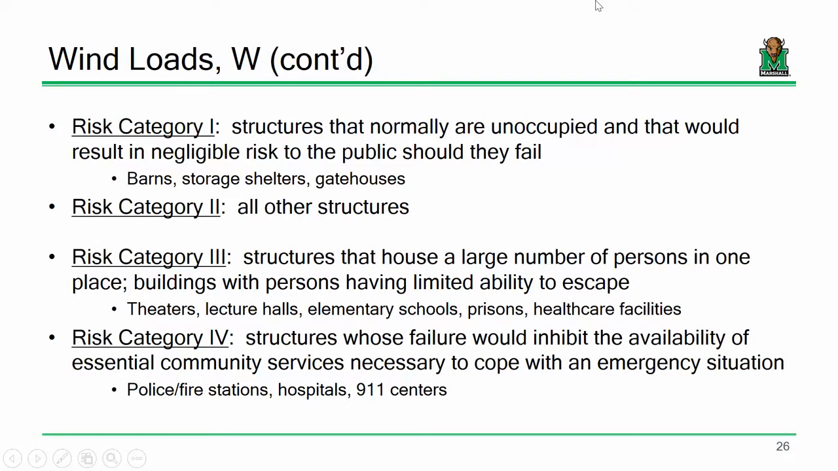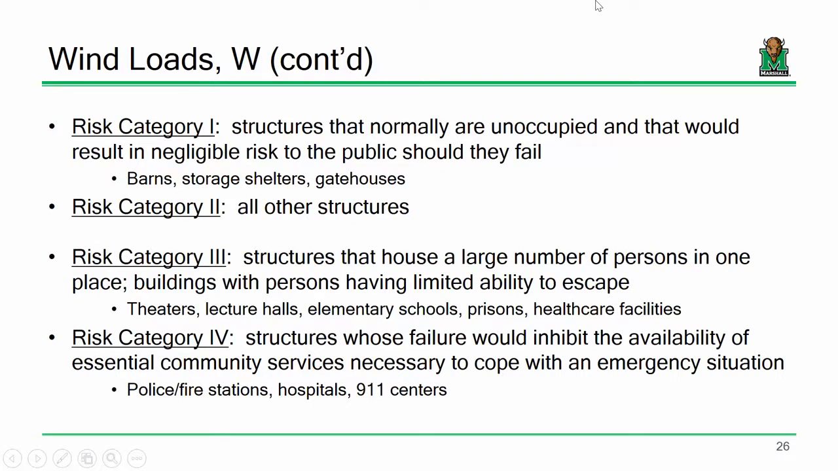Which structure do you think is going to have a worse impact if it fails? A grain silo or a new trauma surgical wing of a hospital? Probably the hospital, right? Think about it like this. If a grain silo fails, it sucks, but it's not going to impact a community like the failure of, let's say, a police station, okay? So certain structures have certain risk categories, and we rank them 1 to 4.